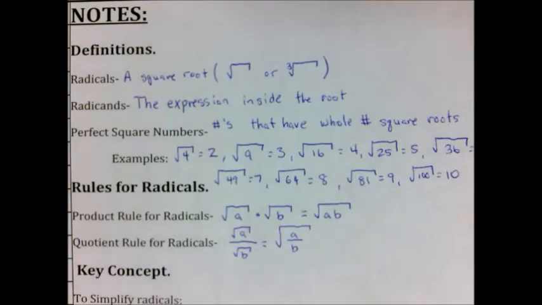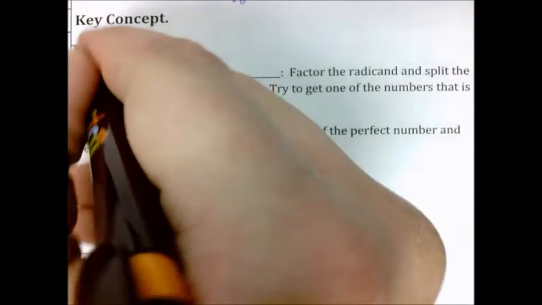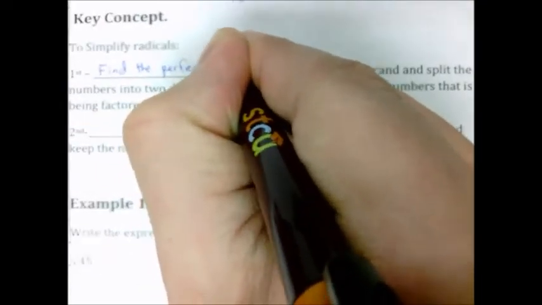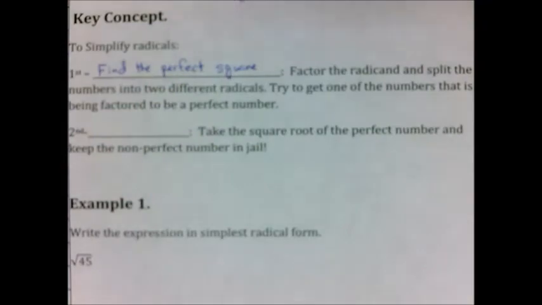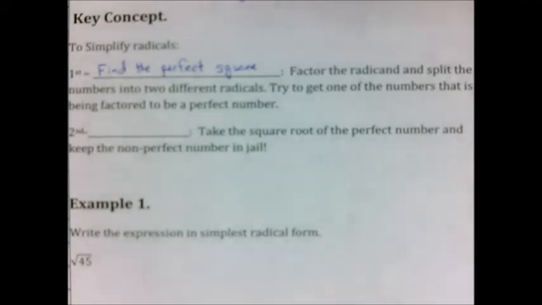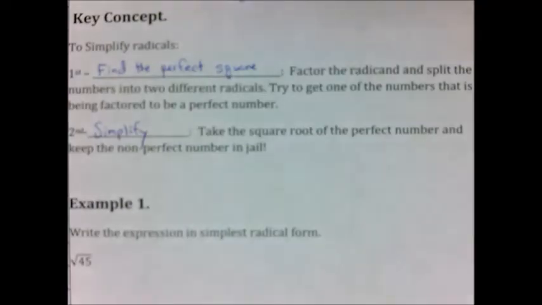Okay, let's go to your key concept. To simplify radicals, the first thing we want to do is find the perfect square. What number can be multiplied by another number to equal the radicand? Okay, find the perfect square. So we have to factor the radicand and split the numbers into two different radicals. Try to get one of the numbers being factored to be the perfect number. And second, simplify that. So take the square root of the perfect number and keep the non-perfect number in jail.